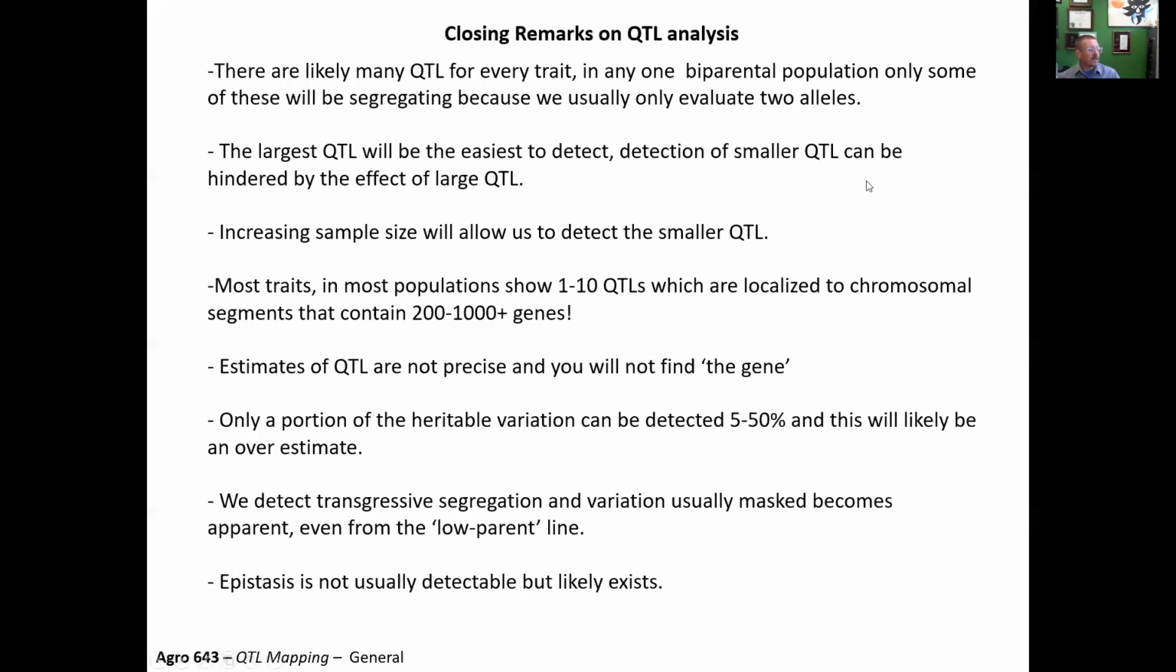Most traits show 1 to 10 QTL, and each of those QTL can contain 200 to 1,000 genes. So we're not identifying genes in any way, shape, or form in this. So you're not going to find the gene. That's a big misconception that a lot of students have coming into my class. You're never going to be able to detect all of the heritability, and there's lots of reasons for that. That's another 4 classes to talk about why you won't detect it. But you need to have some heritable variation to detect anything using QTL mapping. Transgressive segregation works, and epistasis, although it's not usually detected, is usually the biggest problem that we have.